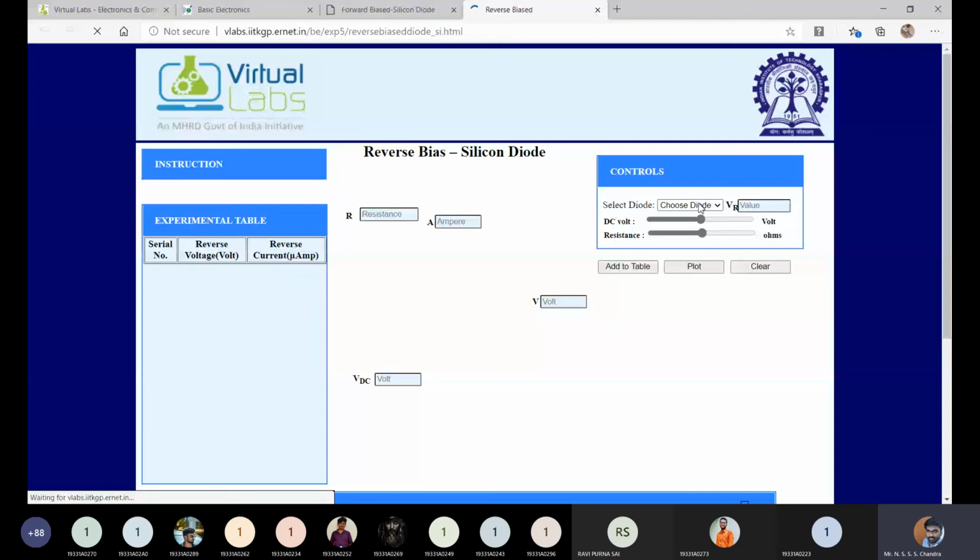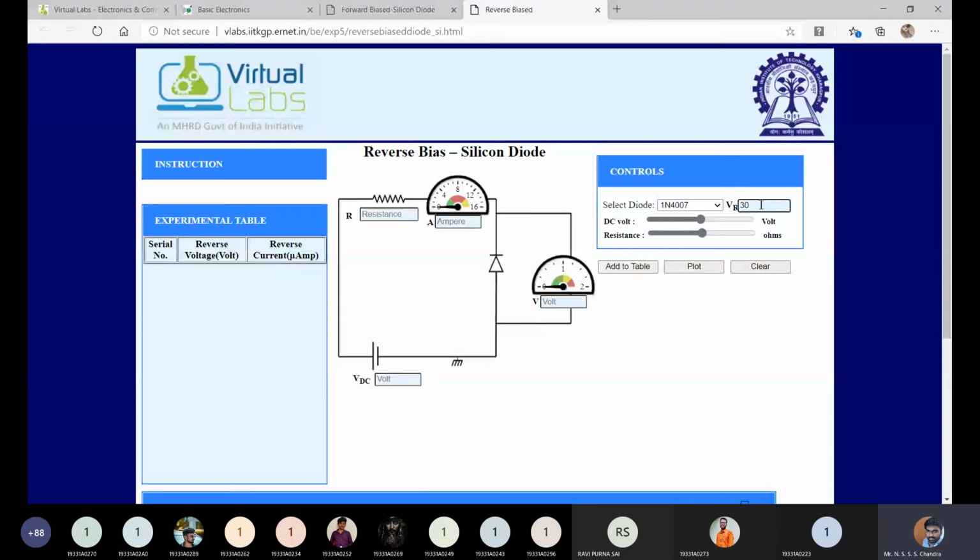So again, I'm checking the 1N4007. You can see that the reverse voltage is given a large value, 30 volts. The same thing I'm going to do. I'll start with 0 volts. Here you can see that the anode and cathode terminals are reversed. Now the cathode is facing the positive terminal of the battery and the anode is facing the negative terminal of the battery. That's the only difference. Everything else is more or less the same.